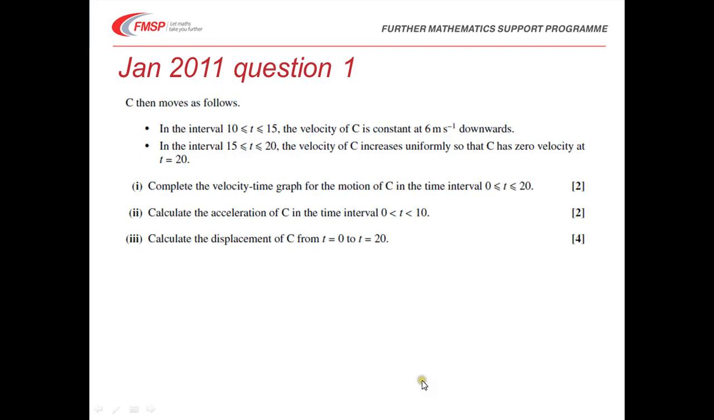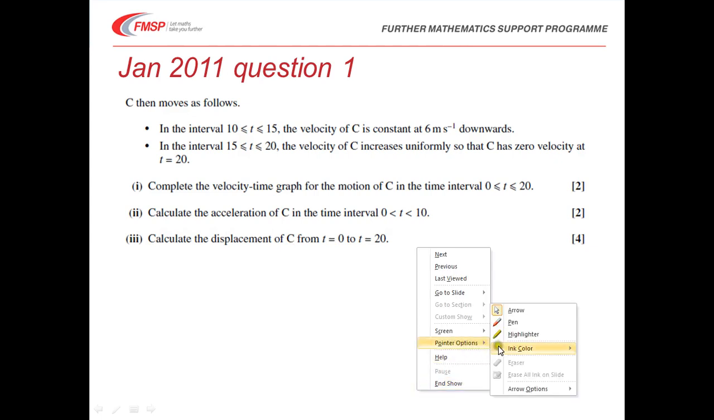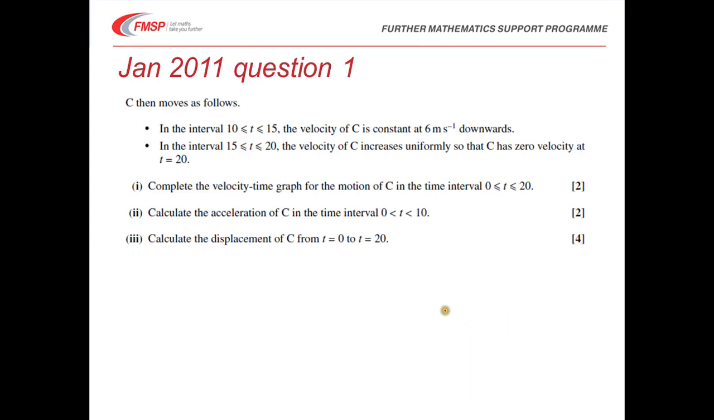And we're asked to look at the following things. We're asked to consider the interval 10 to 15 and 15 to 20, where we're given some information about the motion. The first part asks us to complete the velocity time graph using that information, so we have a full graph for the period 0 to 20. So that's 2 marks. We then have to calculate the acceleration for the first period, 0 to 10, and then calculate the displacement of the object from its starting point at t equals 0 until its finishing point at t equals 20. So let's start to have a look at that.